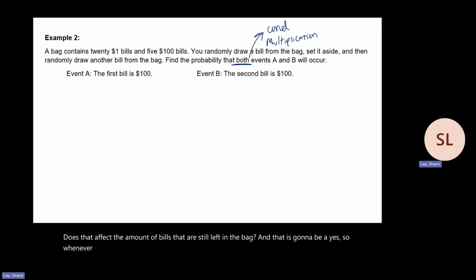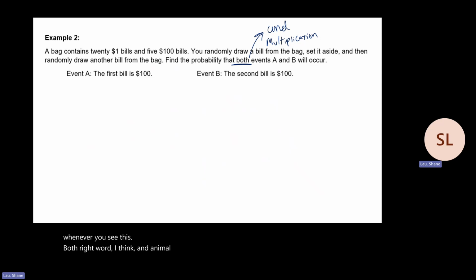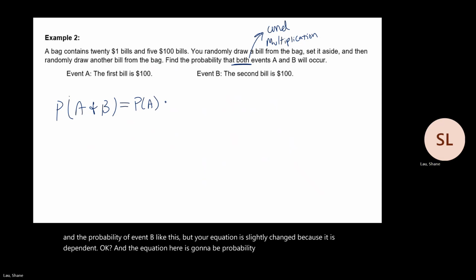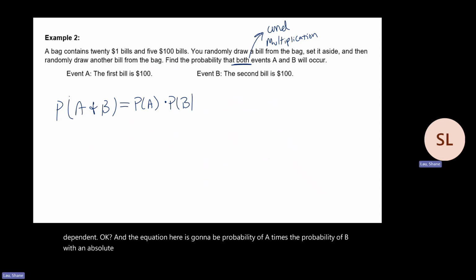So whenever you see the word both, you're going to think and, multiplication. So you're still going to have the probability of event A and the probability of event B like this. But your equation is going to slightly change because it is dependent. The equation here is going to be the probability of A times the probability of B given A, with an absolute value bar. Yep, absolute value bar.